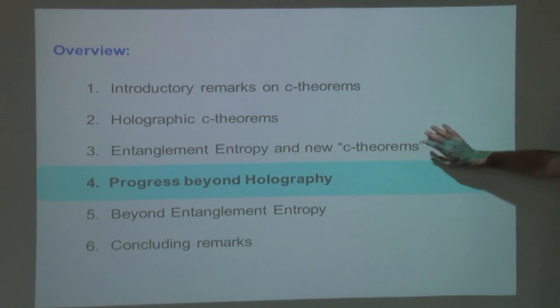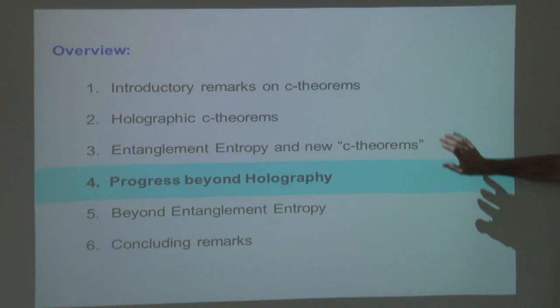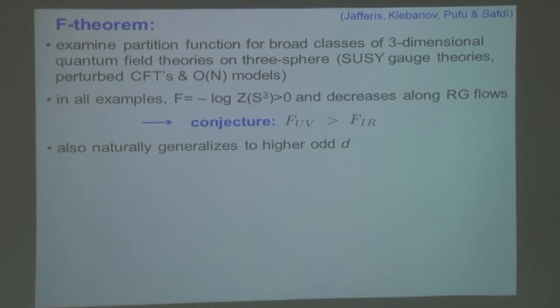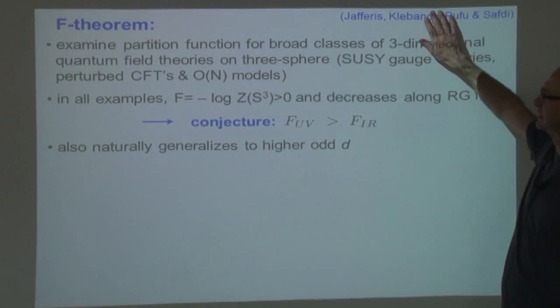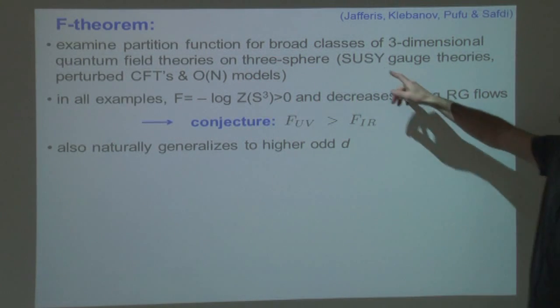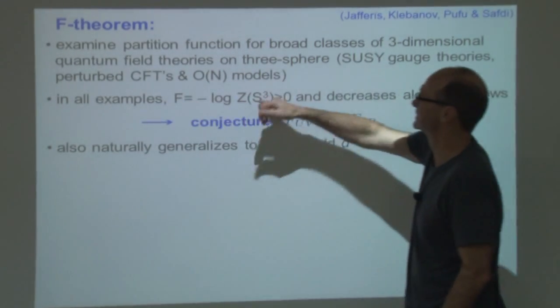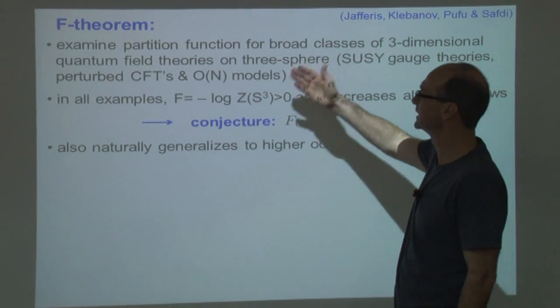Okay, so we started in holography. We saw entanglement entropy was an interesting way to think about C-theorems, and now we're going beyond holography. So our friends in Princeton, soon after, were playing around with quantum field theories. In particular, they started with supersymmetric gauge theories. What they did is they examined, I take my conformal field theory, I put it on a 3-sphere if I'm in 3 dimensions, I evaluate the partition function. There's some universal contribution that they call F because it looks like a free energy.